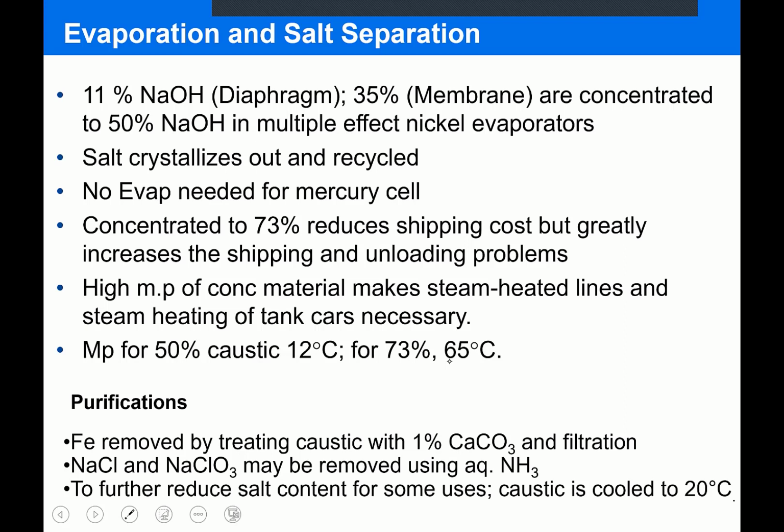Purification steps for some impurities of the product can be done to remove iron impurities by adding calcium carbonate and filtering the calcium carbonate back to co-crystallize iron impurities out. And sodium chloride and sodium chlorate can be removed by adding ammonia.